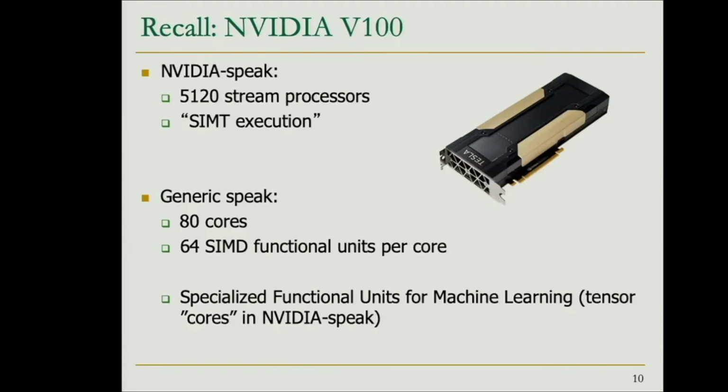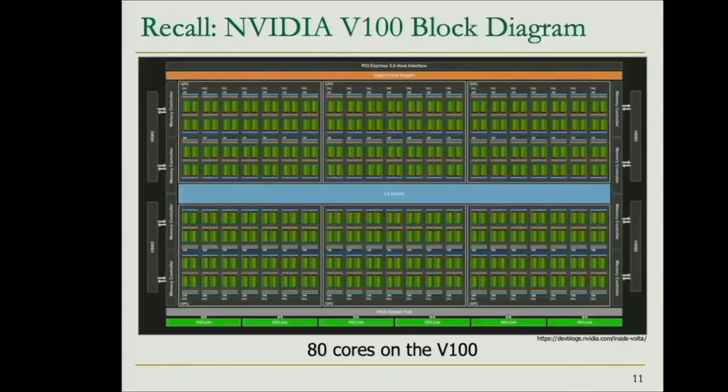Something interesting, something that actually started in this Volta architecture, is some specialized functional units for machine learning. In NVIDIA terminology, these are called tensor cores. We'll see something more in the next slide. But for now, what you can see is the entire block diagram. Each of these rectangles here is one SM or GPU core, and as we will see better in the next slide, it is divided into 4 different pieces.